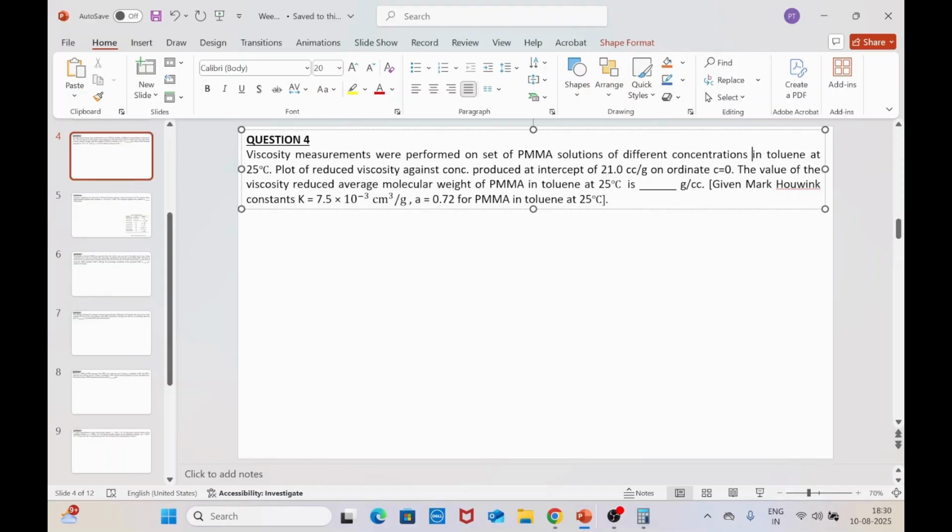How to go about solving this? There is a hint: the Mark-Houwink constants are given, so it's about using the Mark-Houwink equation. You have the value of K, you have the value of a, and you are supposed to calculate M, and you have the viscosity also. I think it's going to be very simple. You just need to put it in the equation. But what would be the equation?